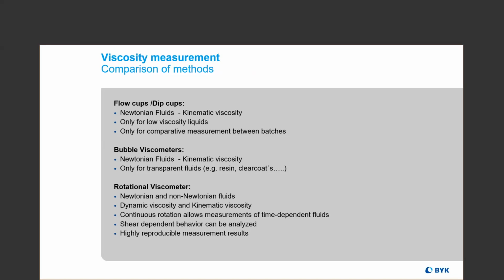The continuous rotation of that spindle allows measurements of time-dependent fluids. Remember, those are our thixotropic fluids, which encompass most paints and coatings. The shear-dependent behavior can be analyzed, so you can vary the shear of the application of the viscometer, and you can analyze the behavior of the viscosity of your liquid with changing shear, and so you can create those curves that we saw before, the behavior of the liquid at different shear rates. And the measurements tend to be highly reproducible.